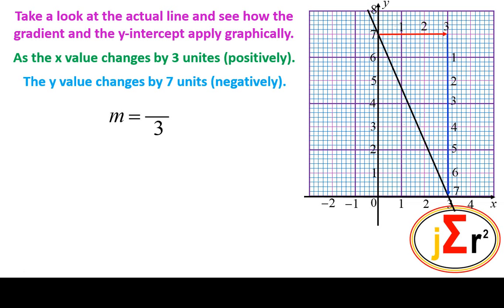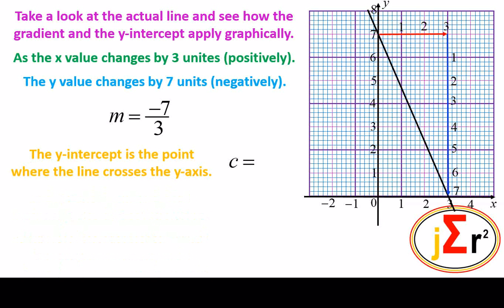And we can see right there that y changes by 7 units, but also that it is going down. Because it is going down, we are sure that the change by 7 units is in the negative direction. So it changes by 7 units negatively. And that is your gradient. M is equal to -7 over 3.